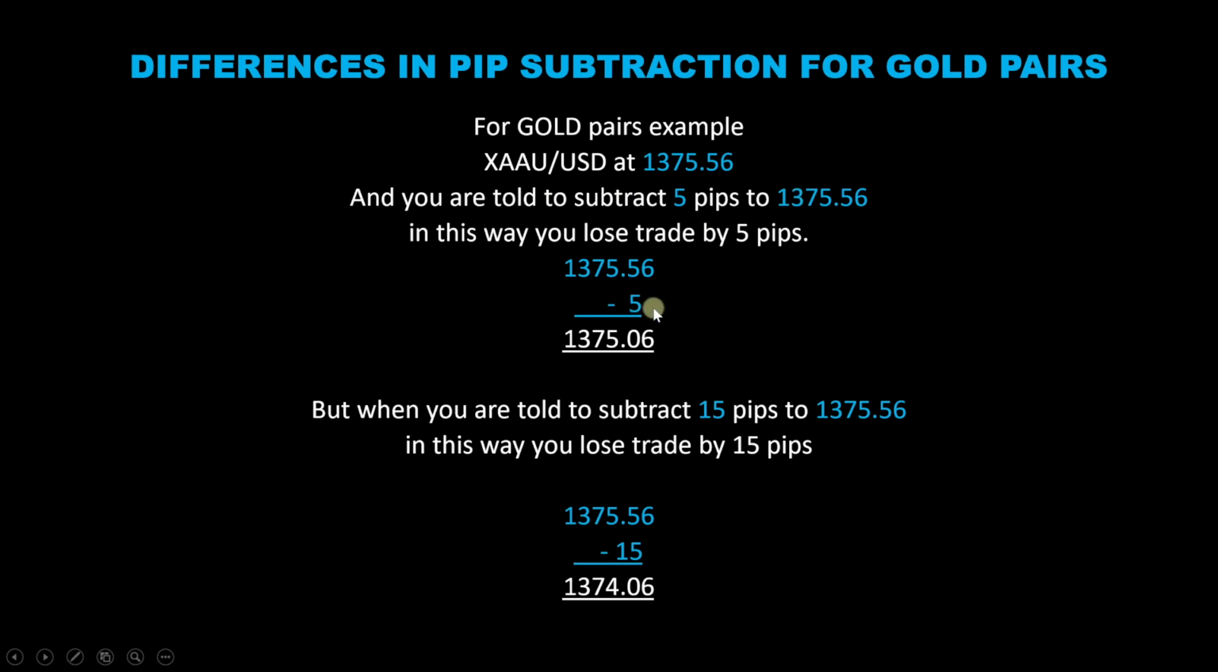The difference in pip subtraction for gold pairs is just the same. You subtract 5 here, you'll get something like this. If you subtract 15, then you'll get something like this. So we don't normally use the last one because this one is a pipet.